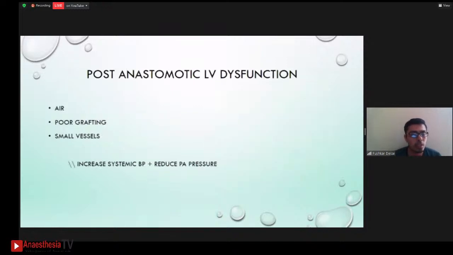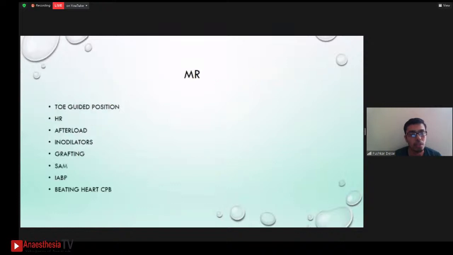Post-anastomotic LV dysfunction usually happens after the grafting, and the causes could be air entrapment into the coronaries, or small sizes of the vessels, and the quality of the grafting might not be adequate. These things we can anticipate by looking into the pre-operative coronary angiogram. And the management should be aimed towards increasing the systemic blood pressure and reducing the PA pressures.